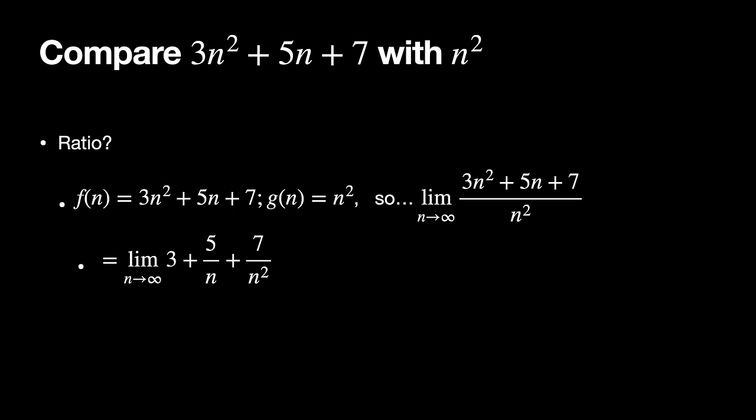Okay, and using our common definitions of limits, we know that the 5 over n and the 7 over n squared will disappear as n approaches infinity. So this will end up leading to 3, our constant remaining. Okay, so if you remember our definitions from earlier, when we have a limit of f over g that leads to a constant, that's the definition of our big theta.